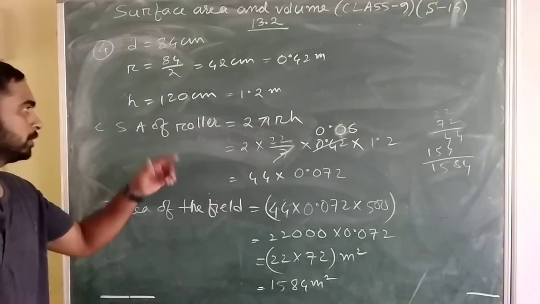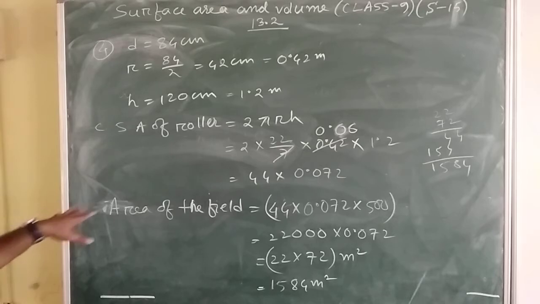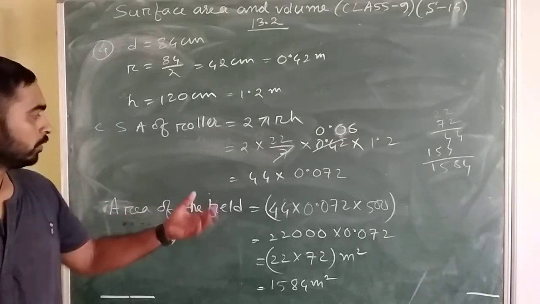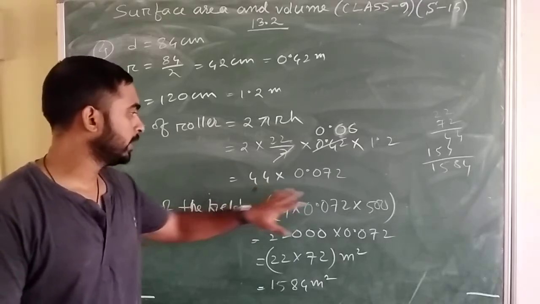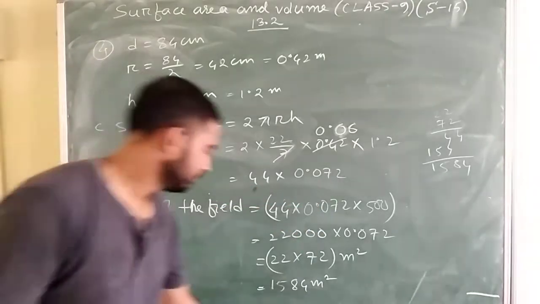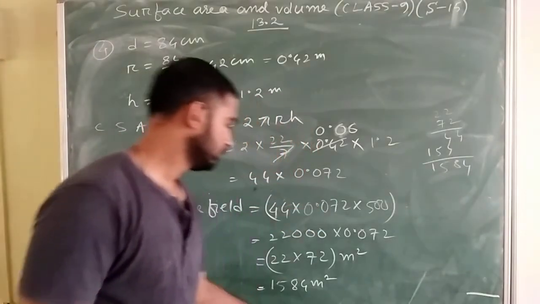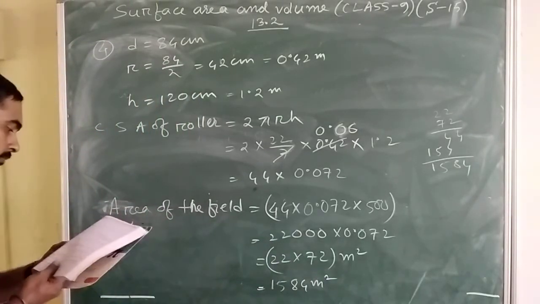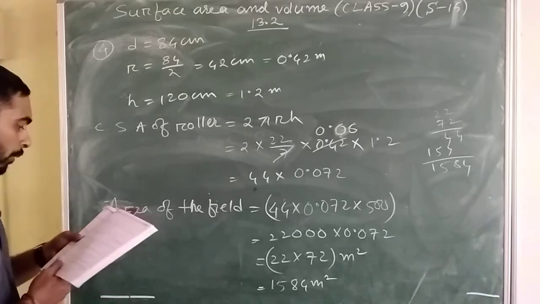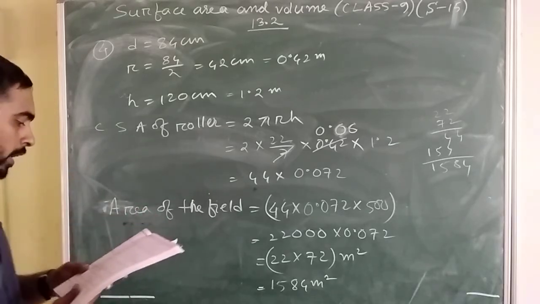Yes, for the CSA of the roller, 2 pi RH, then the area of the field equals rolling the roller 500 times. That's why we multiply the CSA by 500. Now do question number 5 by yourself at home.